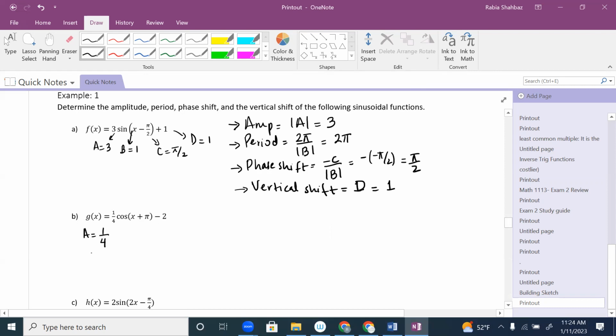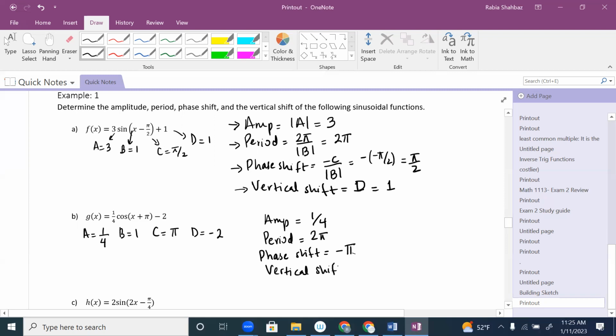Here, the value of A is 1 over 4, B is 1, C is pi, and D is negative 2. So based on this, the amplitude is 1/4, period is 2 pi, phase shift is negative pi, because it's negative C over B, B is 1, C is pi, so negative pi over 1 is negative pi, and the vertical shift is negative 2, or shift 2 units down. I will pause again and let you answer part C.